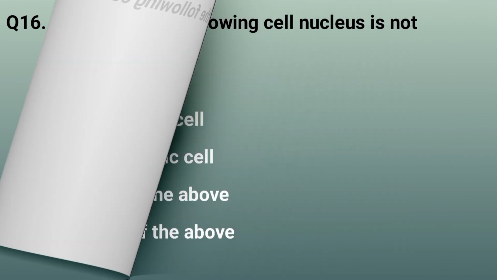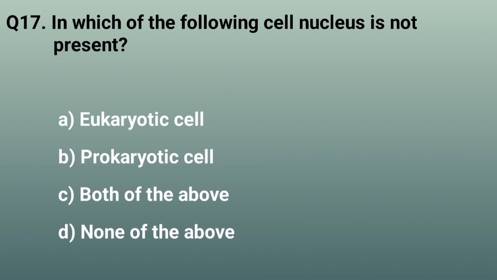Question number 17. In which of the following cell nucleus is not present? The right answer is option B. Prokaryotic cell.